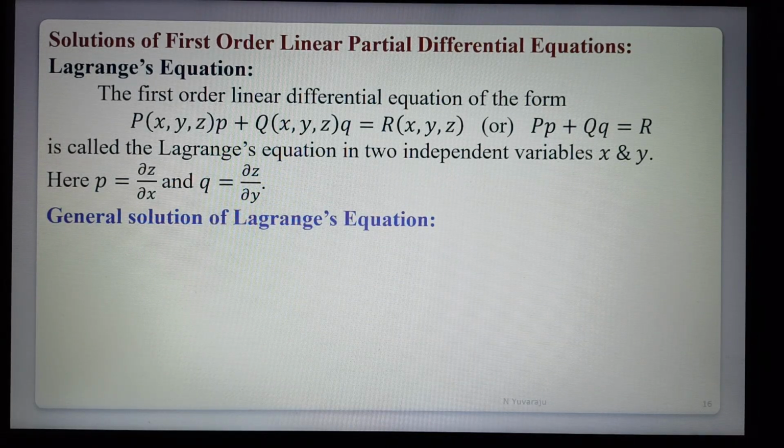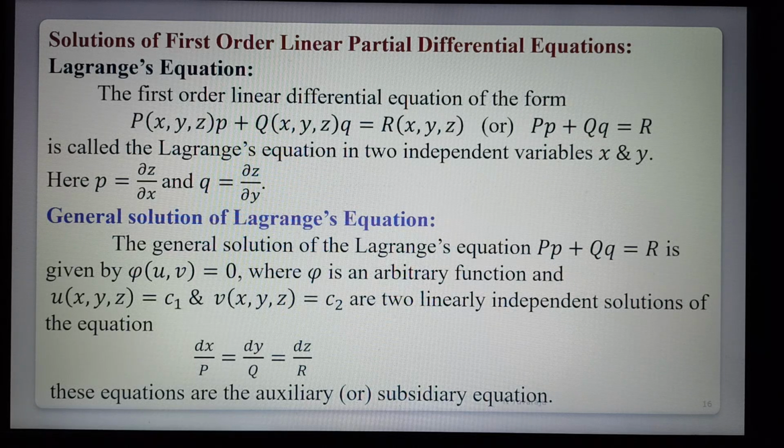Now finding the general solution of Lagrange's equation. What is the form of the solution? The general solution of Lagrange's equation P p plus Q q equal to R is given by phi of u comma v is equal to 0, where phi is an arbitrary function and u and v are two independent solutions in x, y, z, that is u of x, y, z equal to c1 and v of x, y, z equal to c2.